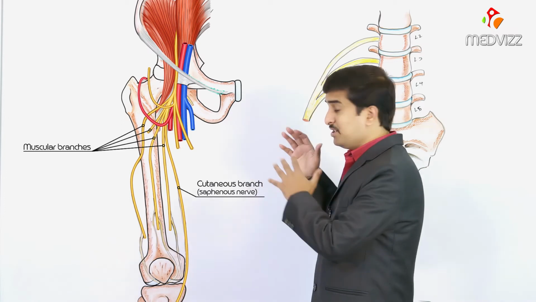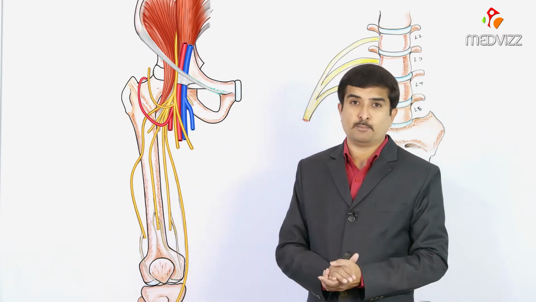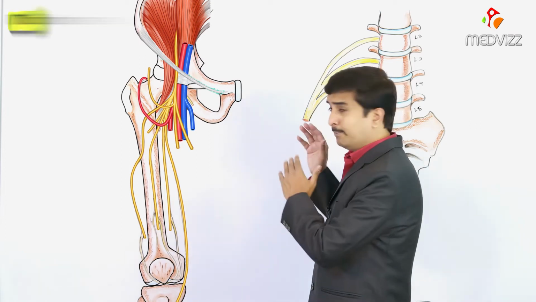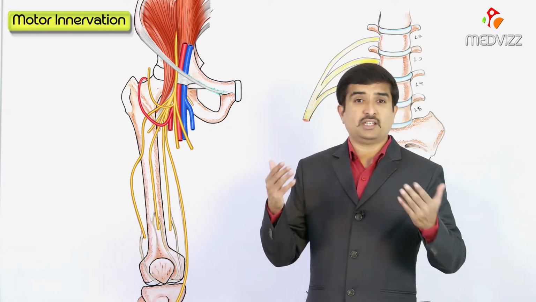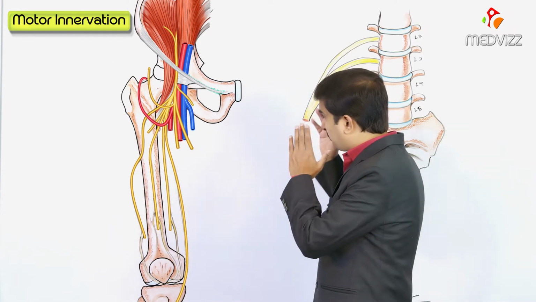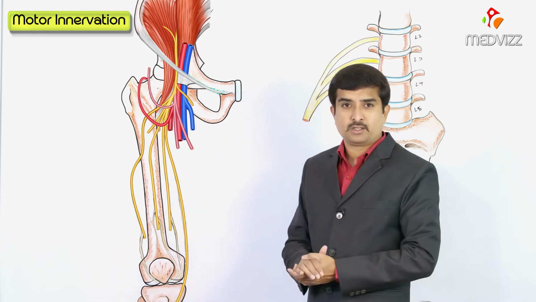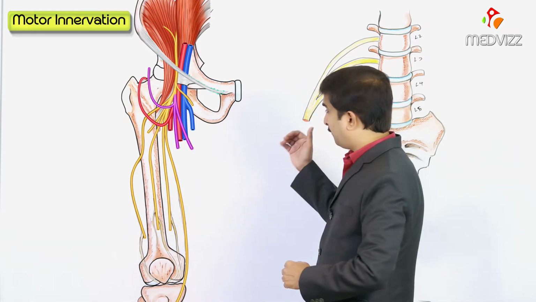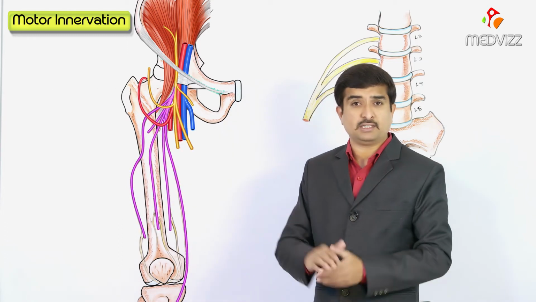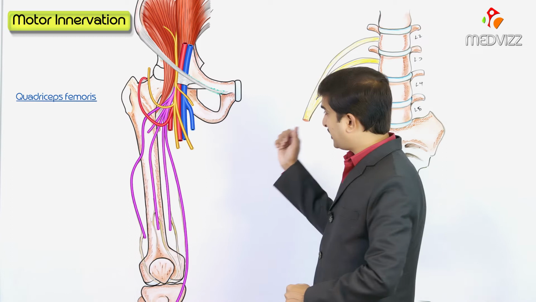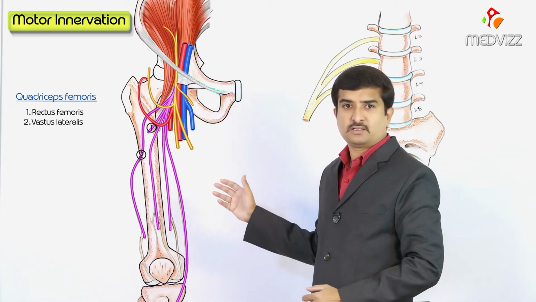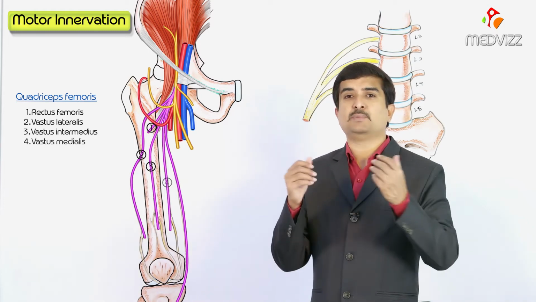Now let us discuss in detail the innervation of the femoral nerve. When we talk about the innervation of the femoral nerve, first one is the motor innervation. It gives innervation to the iliacus as well as pectineus muscle. But when you talk specifically about the anterior division, it gives off innervation to the sartorius, and the posterior division gives innervation to the quadriceps femoris, which includes rectus femoris, vastus lateralis, vastus intermedius and vastus medialis.